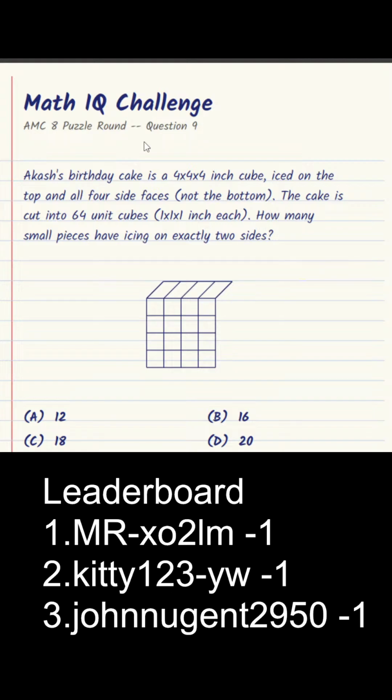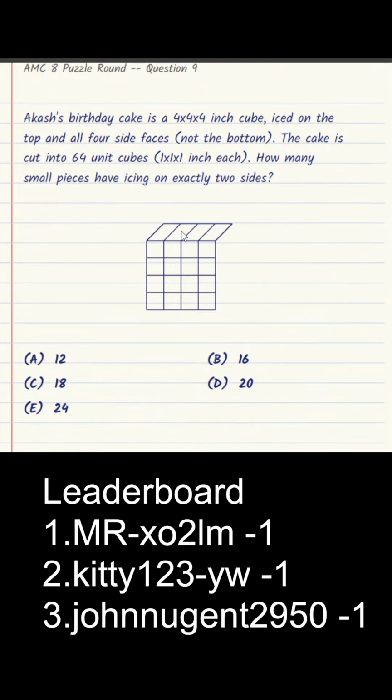So just a hint: you can find the number of cubes that lie on two faces, which can be either the top or the four sides. So we have to find such cubes whose faces coincide with exactly two of these faces, excluding the bottom, 2 out of 5. That is what you have to find, and the options are 12, 16, 18, 20, and 24.